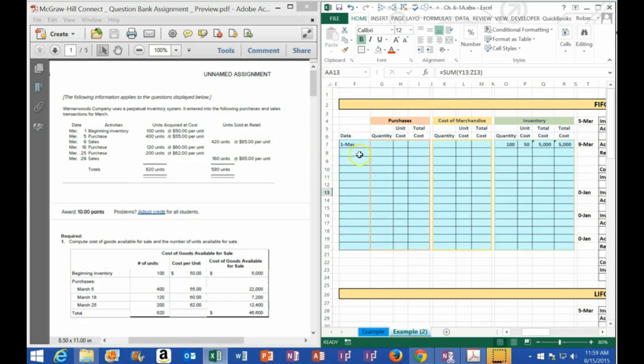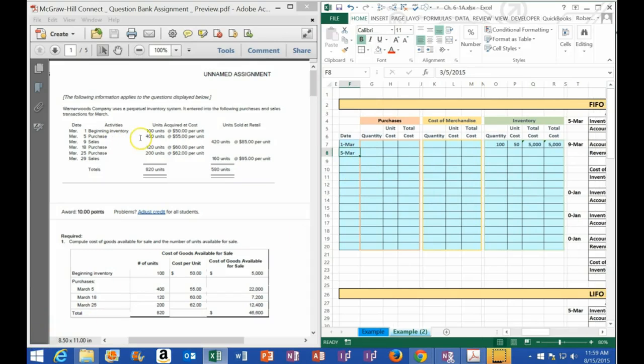So on March 5th, we're going to say 3/5, and it'll format the cell as a date because that's the format of the cell. We purchased 400 units at $55. So we purchased another 400 units, tab, at $55. Remember that the price went up from 50 to 55. Then we're going to multiply that out: equals, left-click the 400 times the $55, and then enter. So 400 times 55 is 22,000.